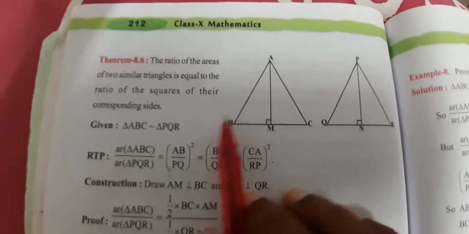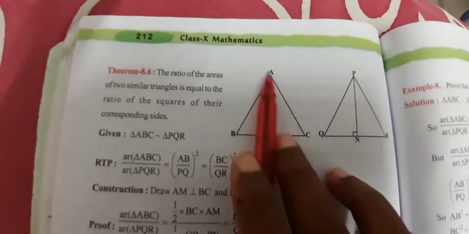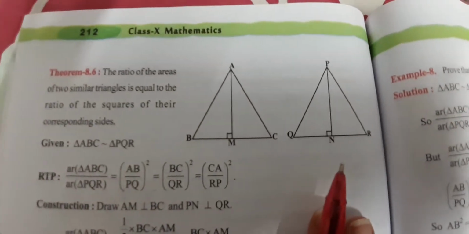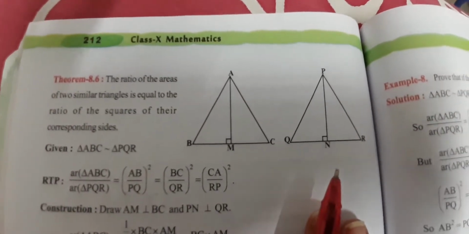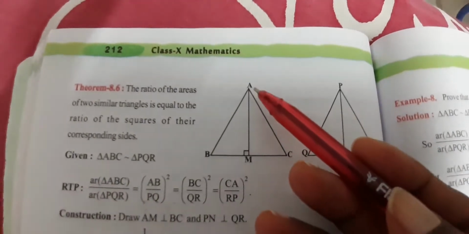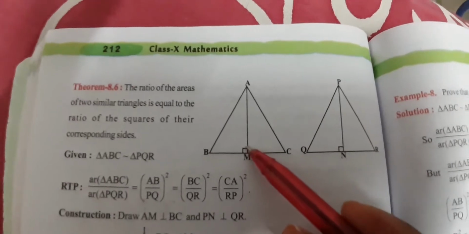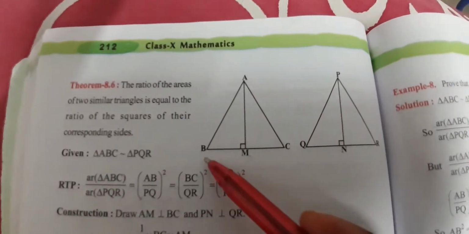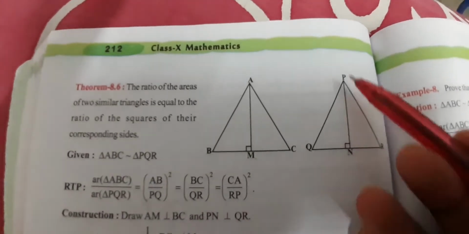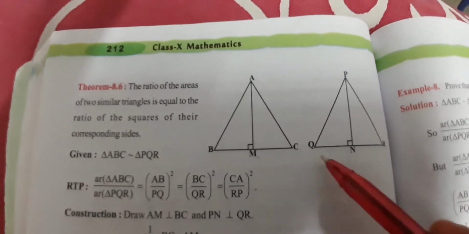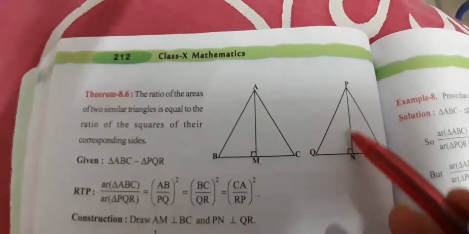So now let us suppose that ABC is similar to PQR. Now we should know the area. What is the formula for area? Half base into height. So we need to know the height, that means the altitude. So drop a perpendicular from A to M. So this makes an angle of 90 degrees. Therefore AM is the height, and BC is the base. Similarly, drop PN, which is a perpendicular to QR. Now the base is QR and the height is PN.